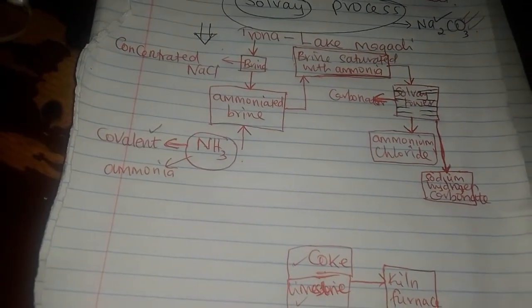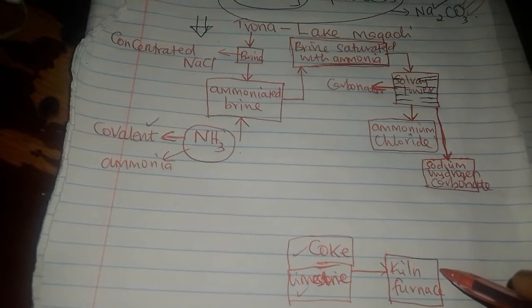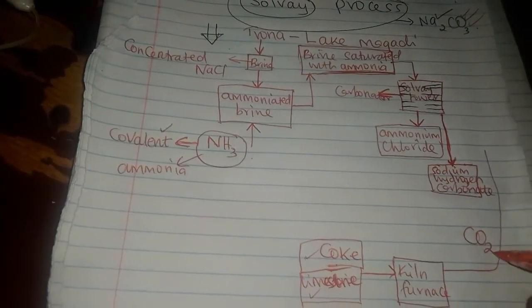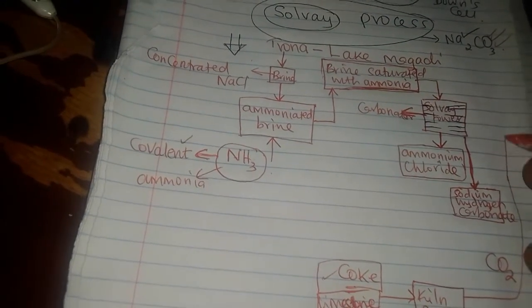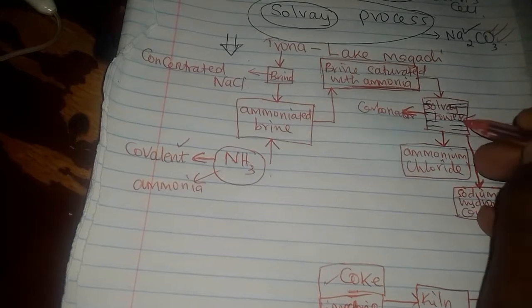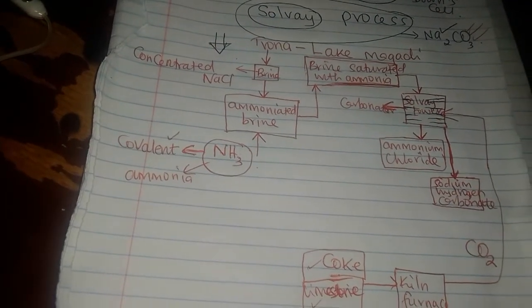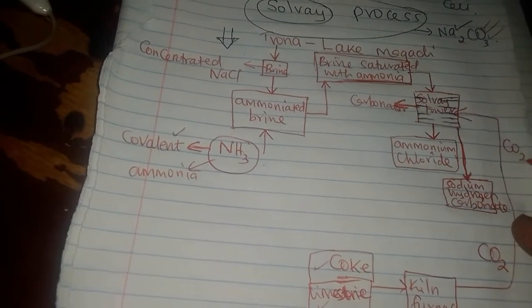Now, fortunately, whatever comes out of this can be, for example, CO2, and everybody knows CO2 is carbon dioxide. The CO2 can get taken into what we call the Solvay tower or the carbonator. Very good.